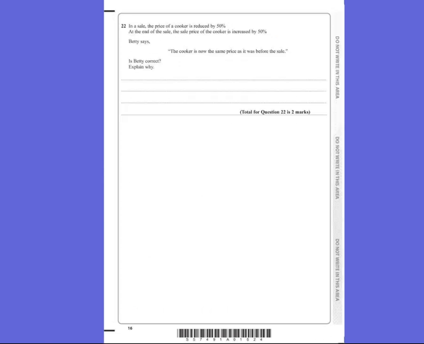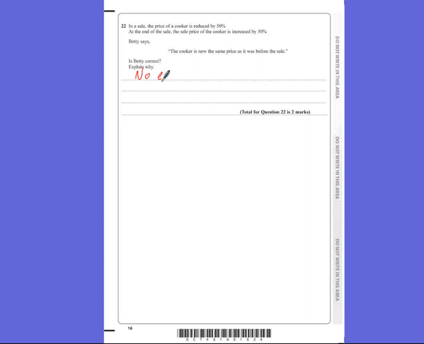Question 22. In a sale, the price of the cooker is reduced by 50%. At the end of the sale, the price of the cooker is increased by 50%. Betty says the cooker is now the same price as it was before the sale. Is she correct? Well, no, she's not. And the best way to explain this is using an example.